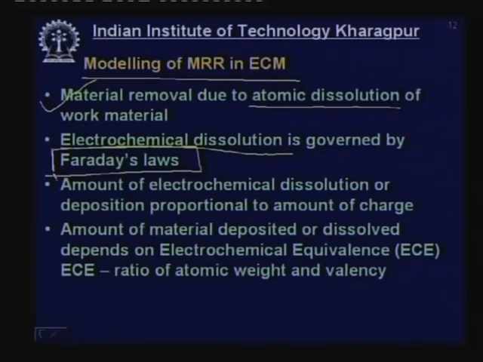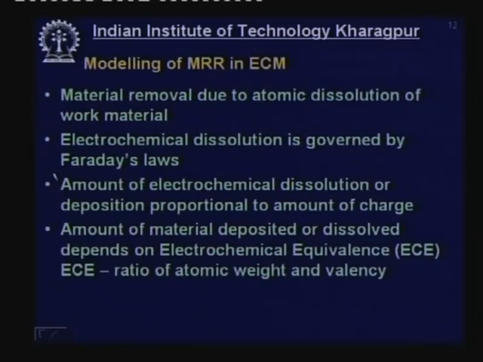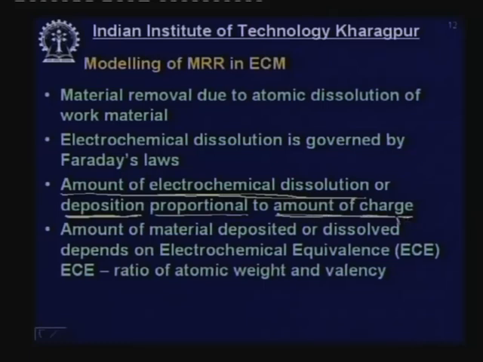So, this is a very simple law which can be used to model the electrochemical machining process. What does the law say? It says the amount of electrochemical dissolution or deposition. This law is not only for dissolution, it is equally applicable for coating or deposition processes. So, the amount of electrochemical dissolution or deposition is proportional to what? The amount of charge that we pass through the electrochemical cell. This is the first statement of the law.